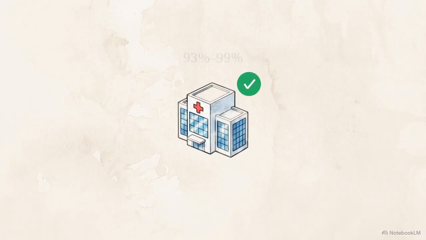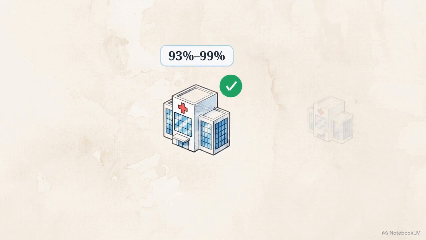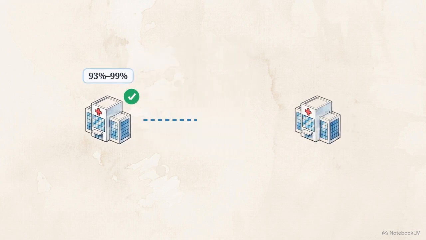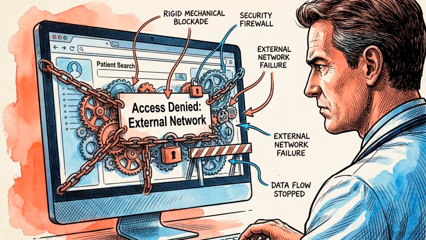A paradox exists within these numbers. Despite high adoption of certified systems inside hospitals, external health information exchange between competing providers remains low, with only about 60% of hospitals actively exchanging data. The primary cause of this friction is health information blocking.